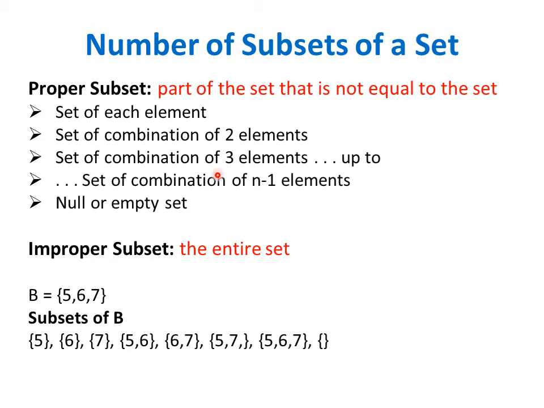How about the combination of 3 elements? So we have 5, 6, 7. Notice that this is the given set, set B. Okay, so we have to add the null set. So how many subsets does set B have? 1, 2, 3, 4, 5, 6, 7, 8. So set B has 8 subsets.